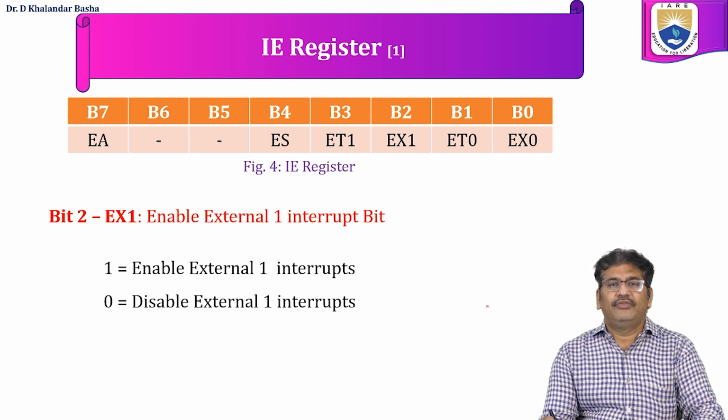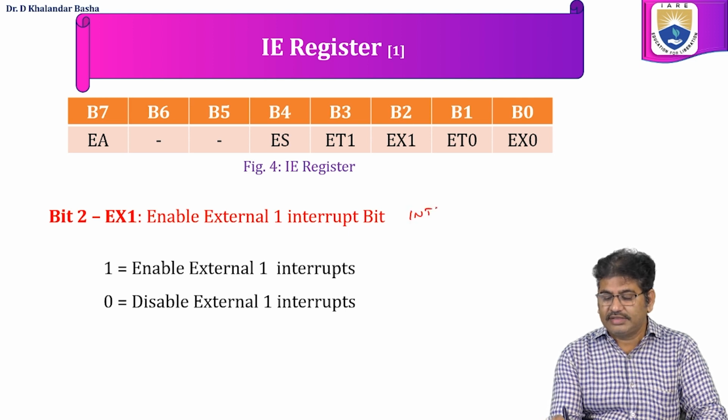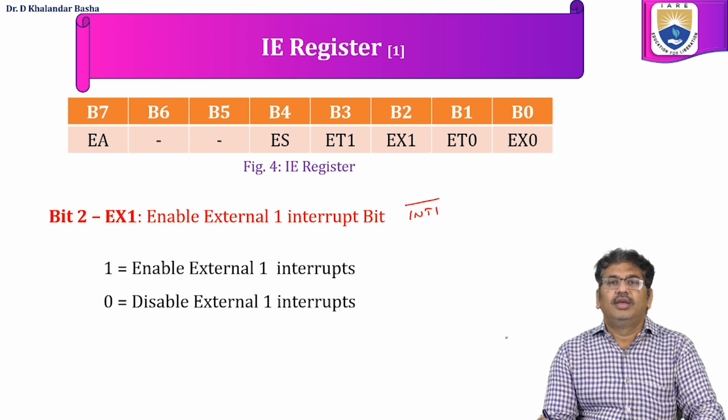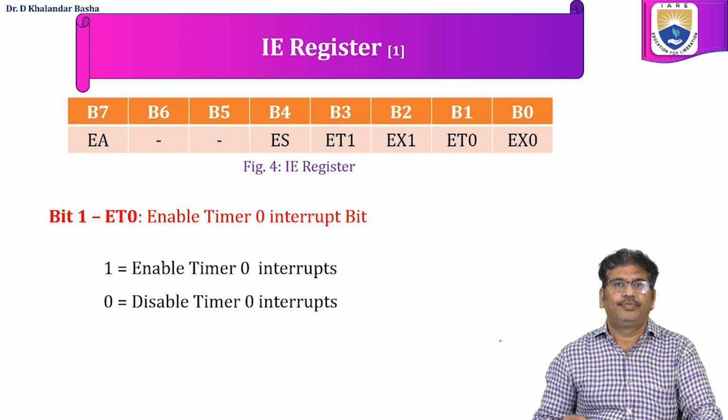Next, bit 2, which is EX1, is for handling the external interrupt on INT1 bar. This EX1 enables the external 1 interrupt bit, which I can take as INT1 bar. If EX1 is equal to 1, it will enable the external interrupts, that is, we can receive the interrupts on INT1 bar. If the EX1 bit is equal to 0, it will disable the interrupts on INT1 bar.